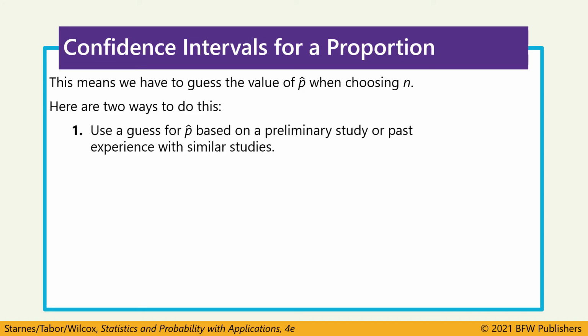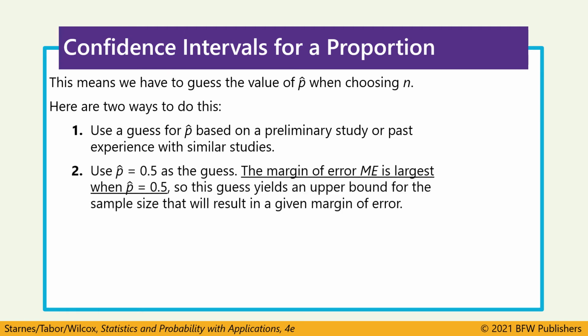The first is that we can use the results of an earlier sample. If we can find an old sample about the proportion of people who work from home, we'll look at what their p hat was and just use that for our calculations. If we can't find any other studies, we're going to use a value of 0.5 for p hat, which would also mean that q hat is 0.5. This is a worst case scenario. Margin of error is going to be the largest if p hat equals 0.5.